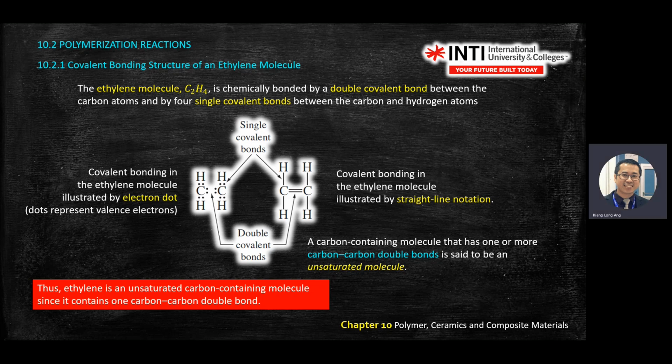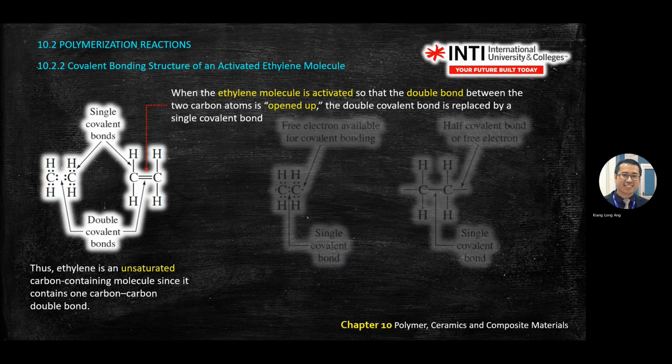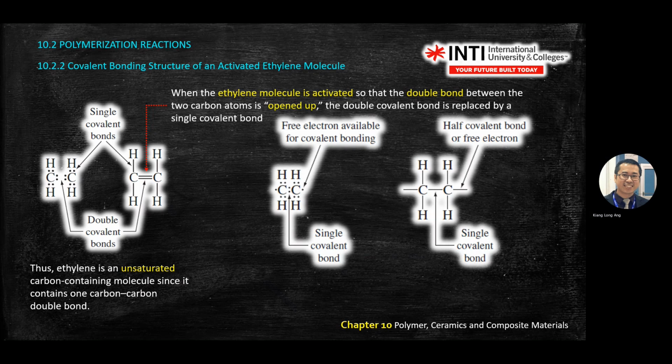So once you have more than one bonding, you have 2 double bonds here, it falls under unsaturated hydrocarbon. Unsaturated means if you give enough energy, the covalent bond will open up. So if you heat it, this gives energy, the double bond here will break up and open up. It becomes a single covalent bond.